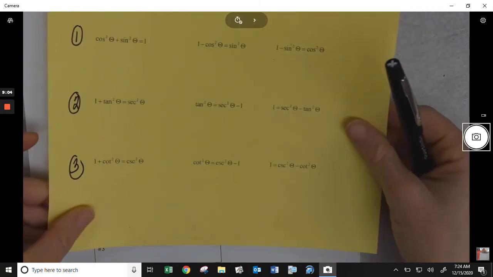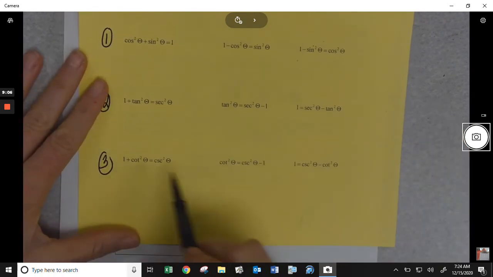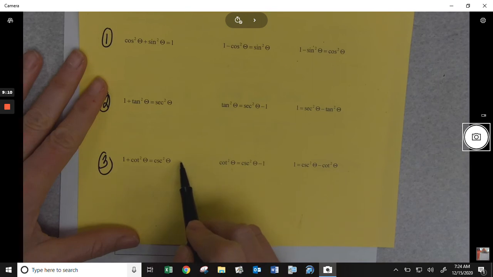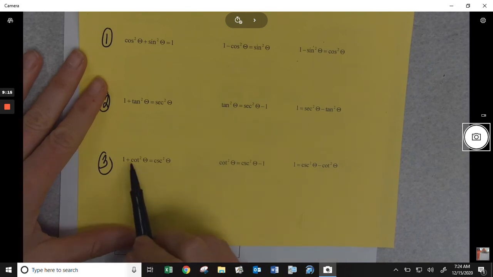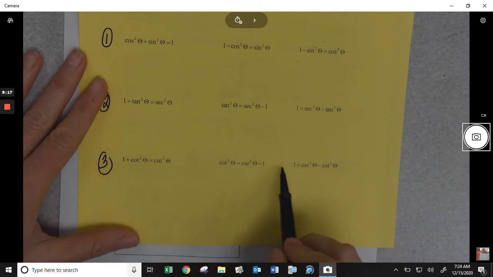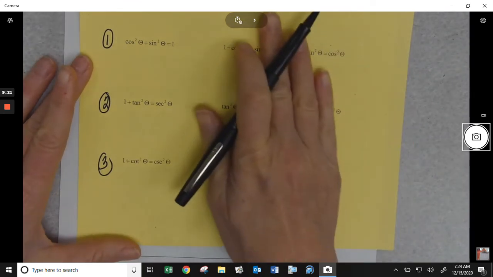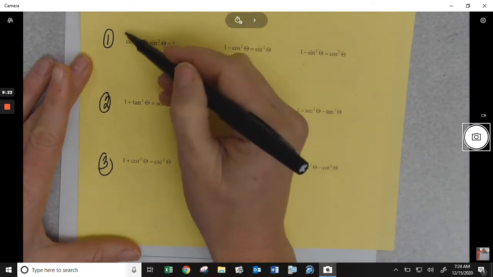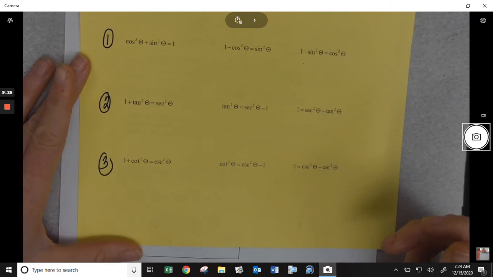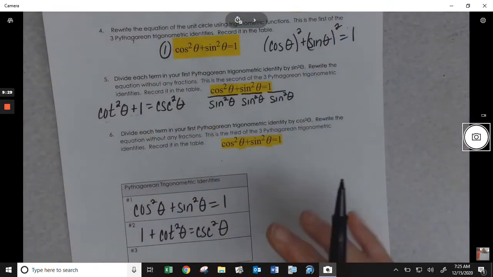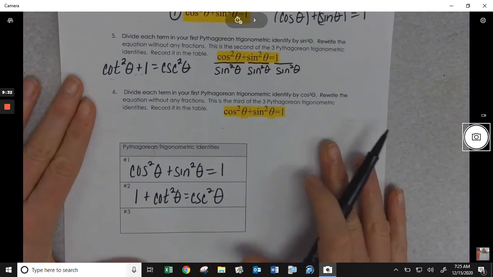You'll also notice on here that they wrote the same one 2 other ways. They moved the 1 over and wrote it that way. Looks like they also moved the cotangent squared over and wrote it another way. Just another way of writing it. These are not all the other ways. You can always move things back and forth on either side of the equal sign as long as you change the sign. And then let's go for the third one here.